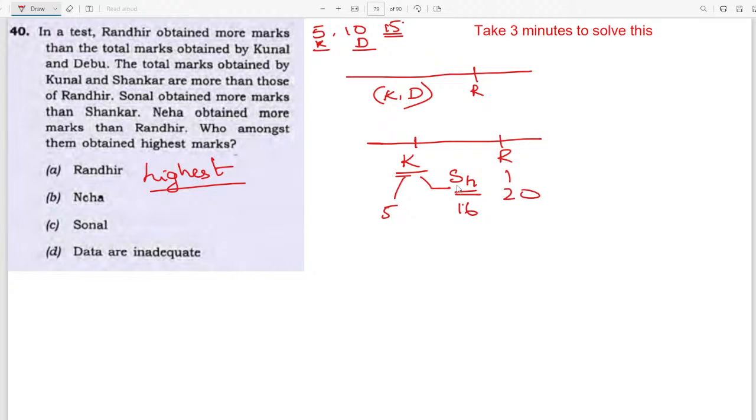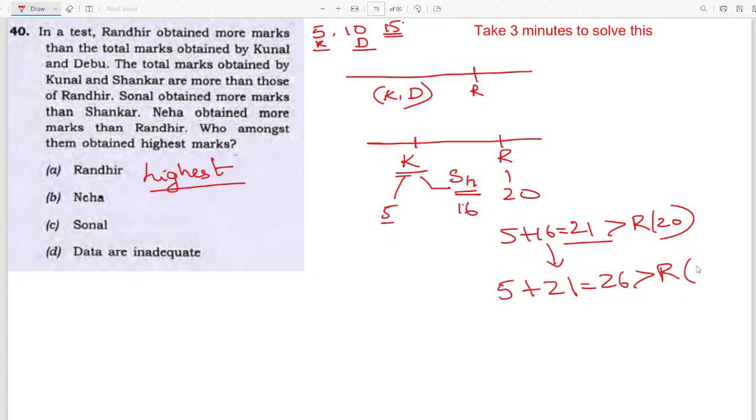Yeah, Kunal and Shankar together have scored more than Randir. So if Kunal has 5, Shankar has 16, then it would be 21. So clearly 5 plus 16, that is 21, is greater than Randir's marks, that is 20. But what if Shankar's marks is less than Randir's? It can also be that 5 plus 21 is equal to 26, and again this is greater than Randir's marks.